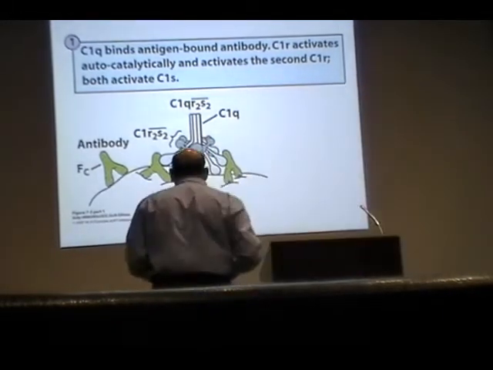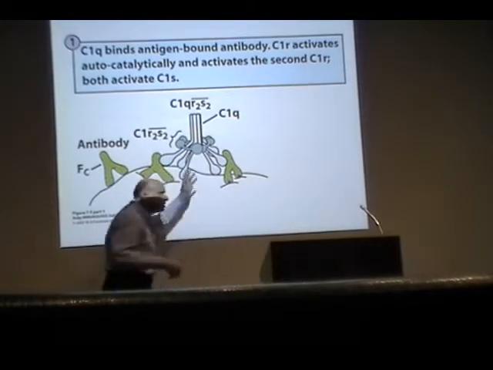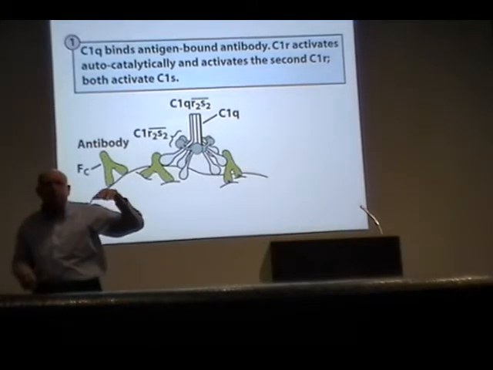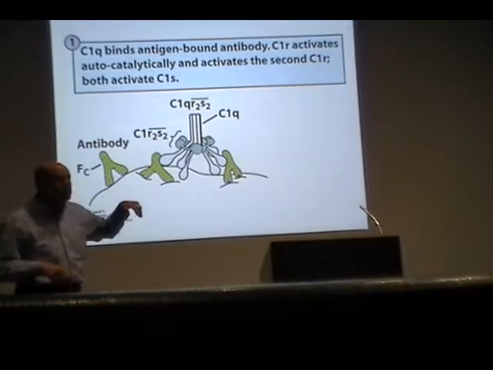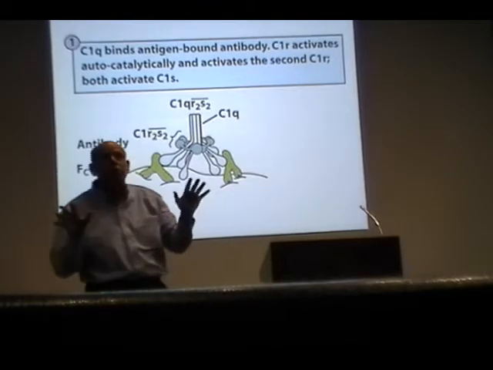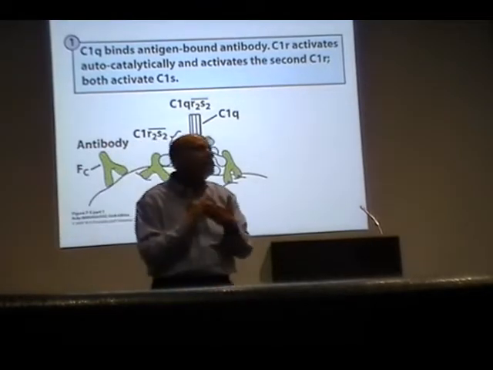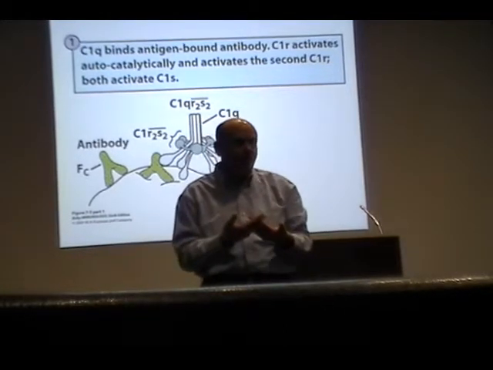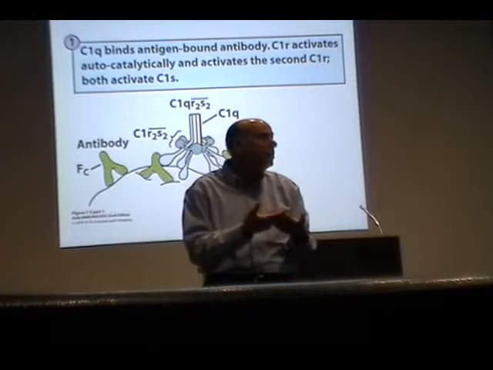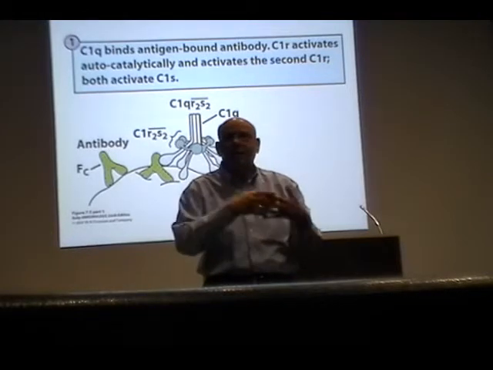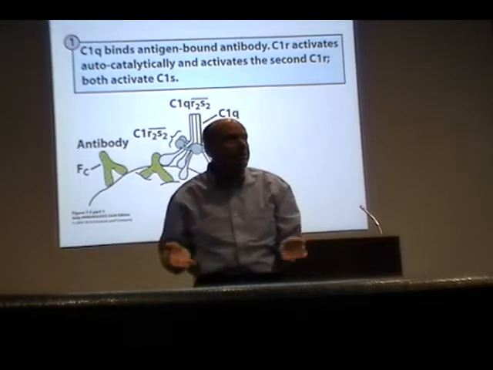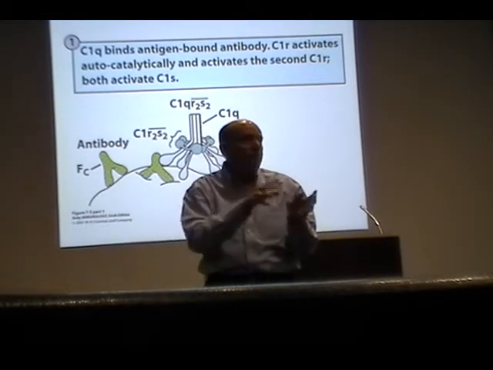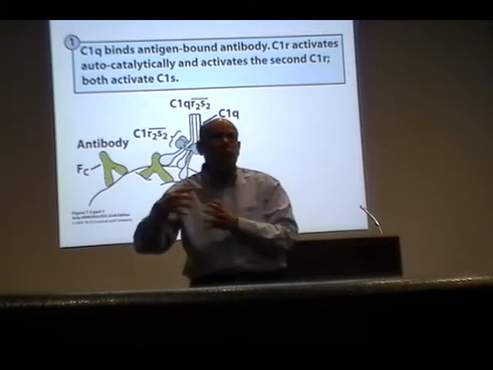Now we have created a molecule called C1q, it's actually two R's and two S's. We don't need to worry about that. We'll just call it C1qRS. We created this molecule C1qRS. Where is it? It's on the bacterial surface. Our goal is to create C3 convertases that are going to cleave C3 to coat the bacteria. So all the action is already occurring right on the bacteria through the fact that antibodies bound to the bacteria in the first place.